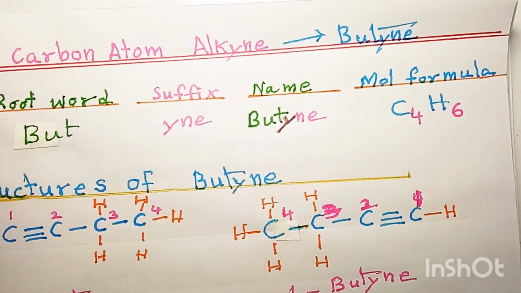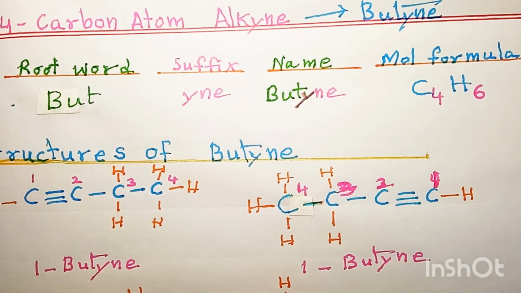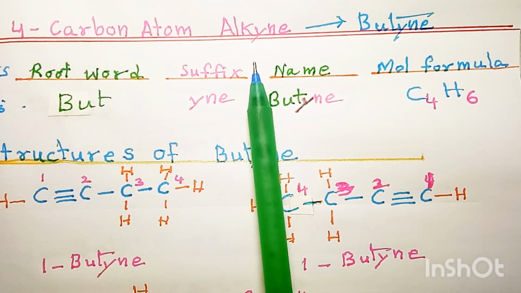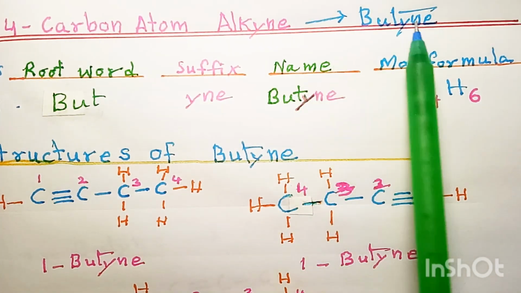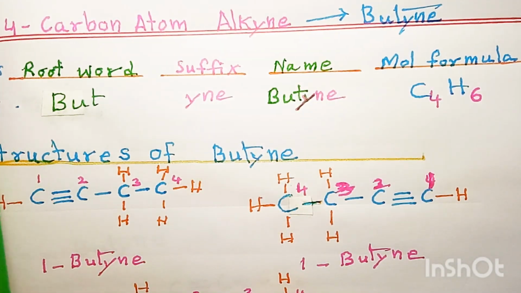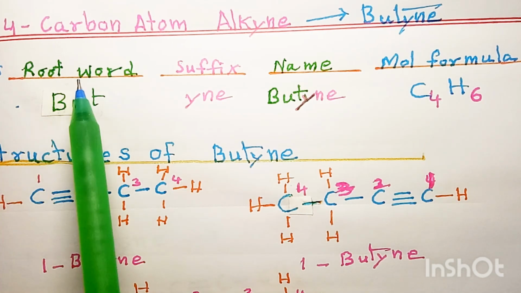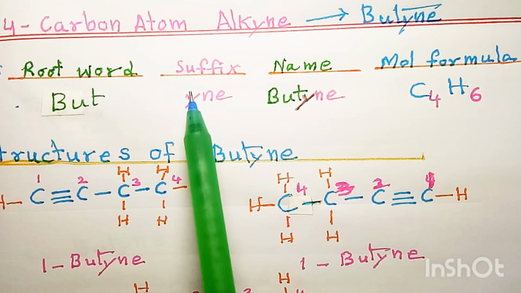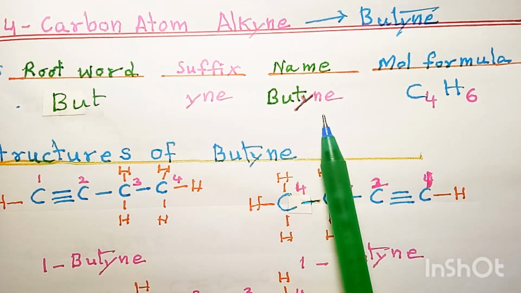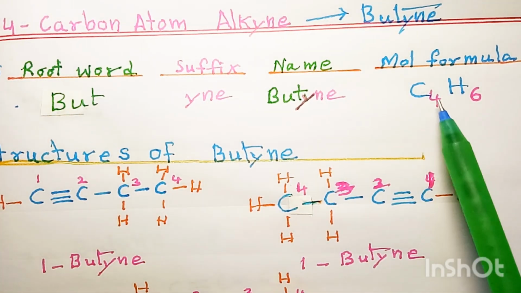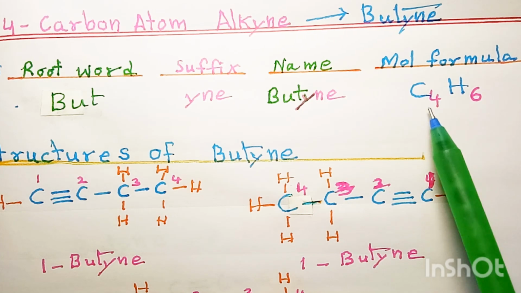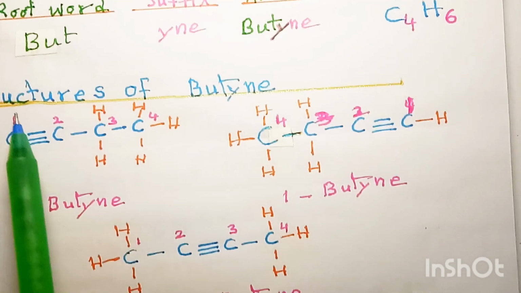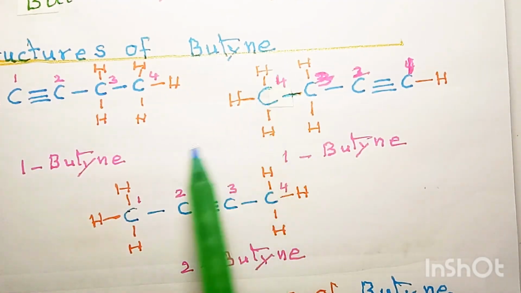It is a 4 carbon atom alkyne. Since it has 4 carbon atoms, it is called butyne. The root word is but and the suffix is -yne, so the name will be butyne. Its molecular formula is C4H6. Let's see the structure of butyne.